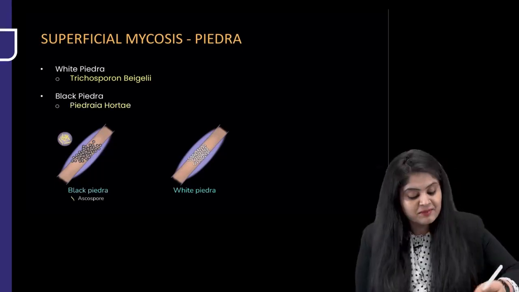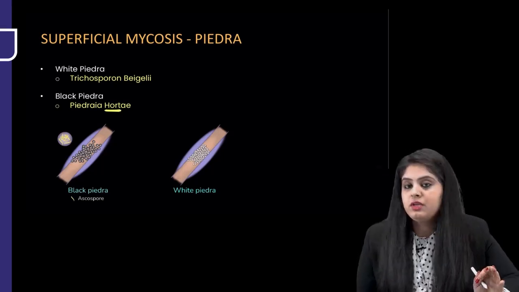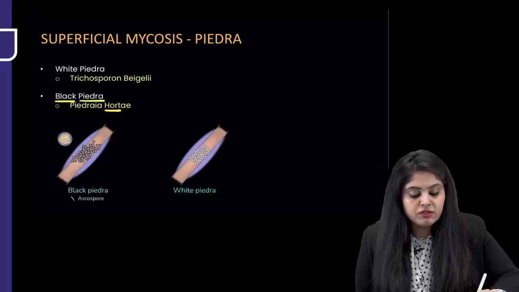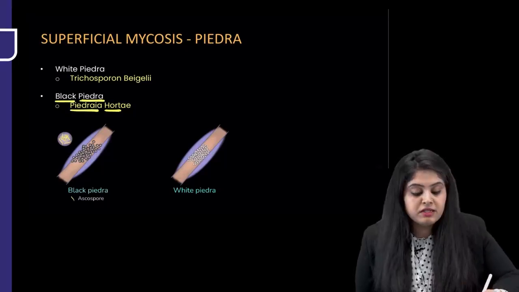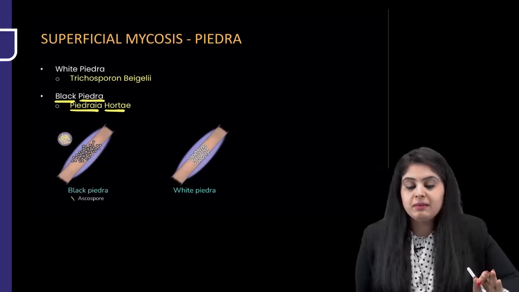How do I learn this? Very simple. I told you as soon as anything to do with Horta comes, the color is going to become brown black. So when they say black piedra, the word piedra remains as it is, but instead of black, I can add the word Horta. So Piedraia hortae will cause the black piedra.